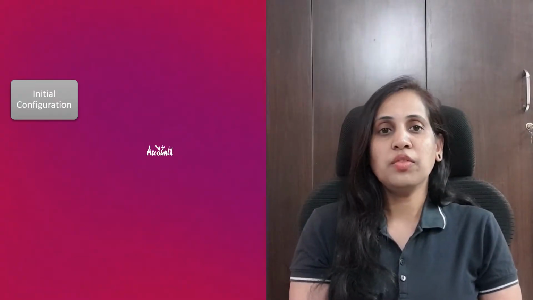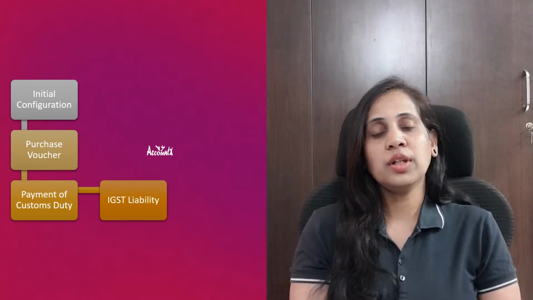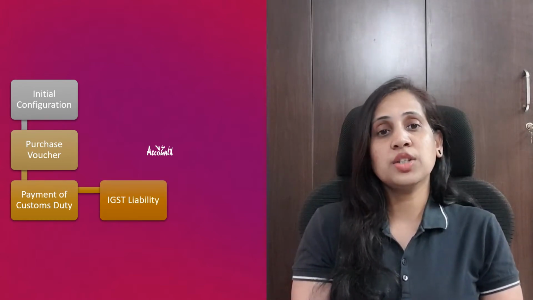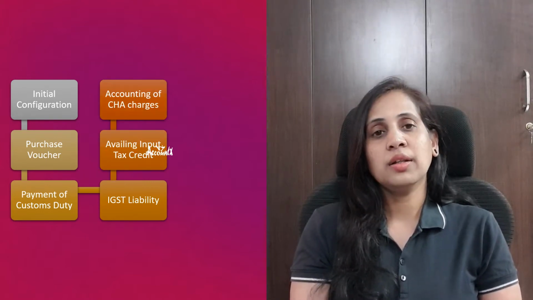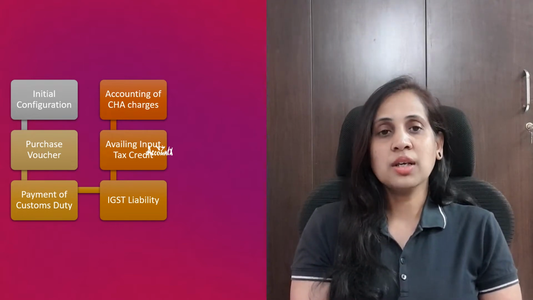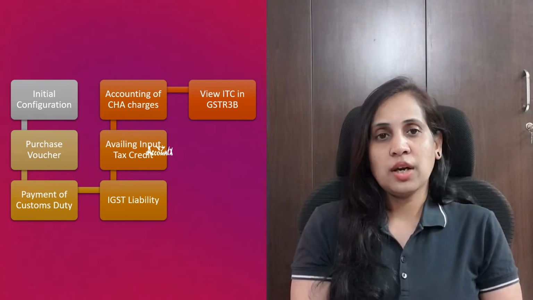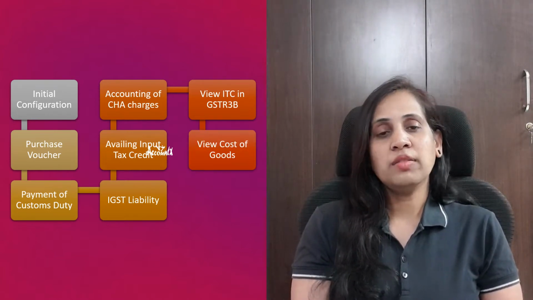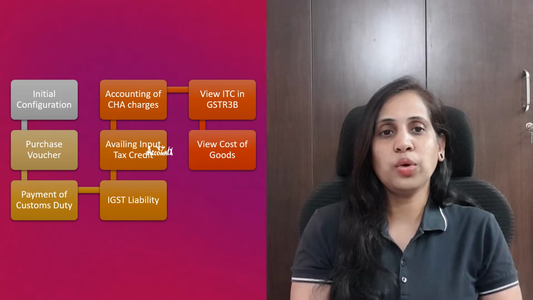Let's see what is the process involved. First, initial configuration, then creation of purchase voucher, then payment of customs duty. After that, we will see how to create GST liability and avail input tax credit. Then we'll understand accounting of CHA charges. Then we'll view input tax credit in your GSTR 3B. And in the end, we will see what is the cost per phone that is automatically computed in Tally.